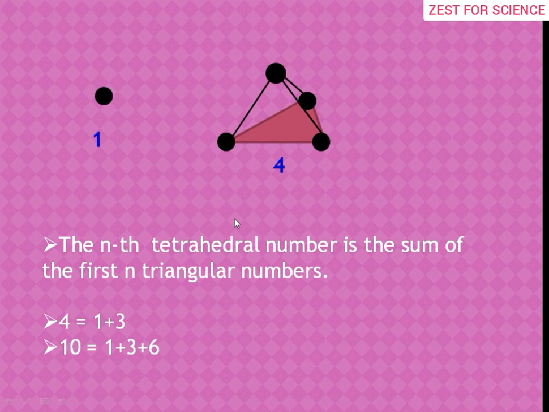Now, there is an importance about these numbers: the tetrahedral number is related to the triangular number. That is, the nth tetrahedral number is the sum of the first n triangular numbers. Let's understand it by an example. Suppose the second tetrahedral number 4 is 1 plus 3, that is, the first 2 triangular numbers. Similarly, the third tetrahedral number 10 also can be written as the sum of the first 3 triangular numbers.